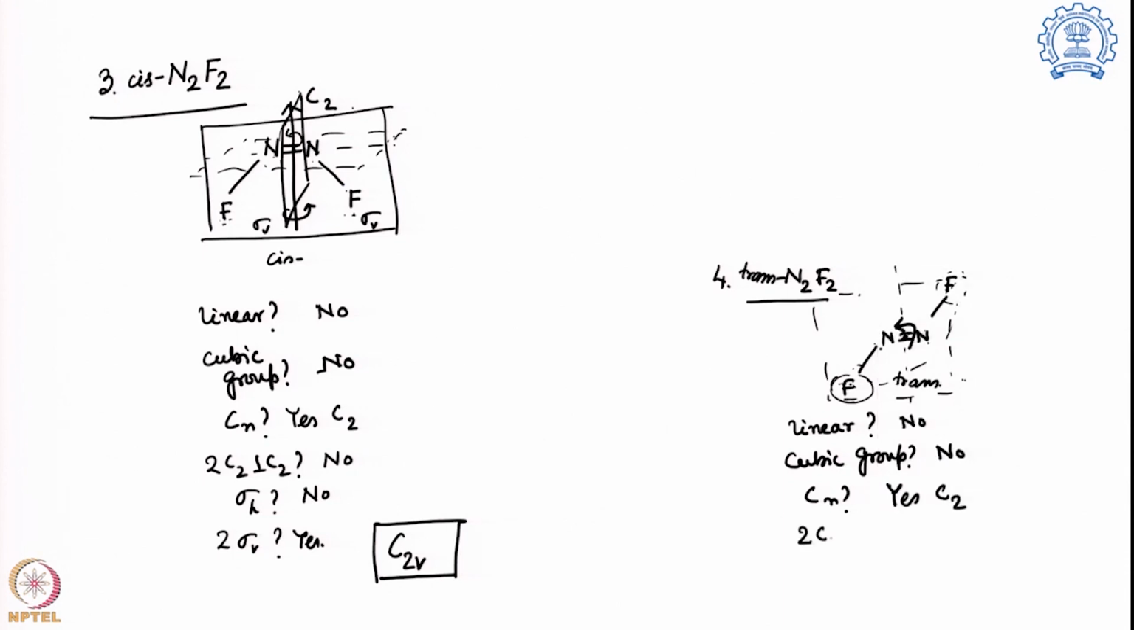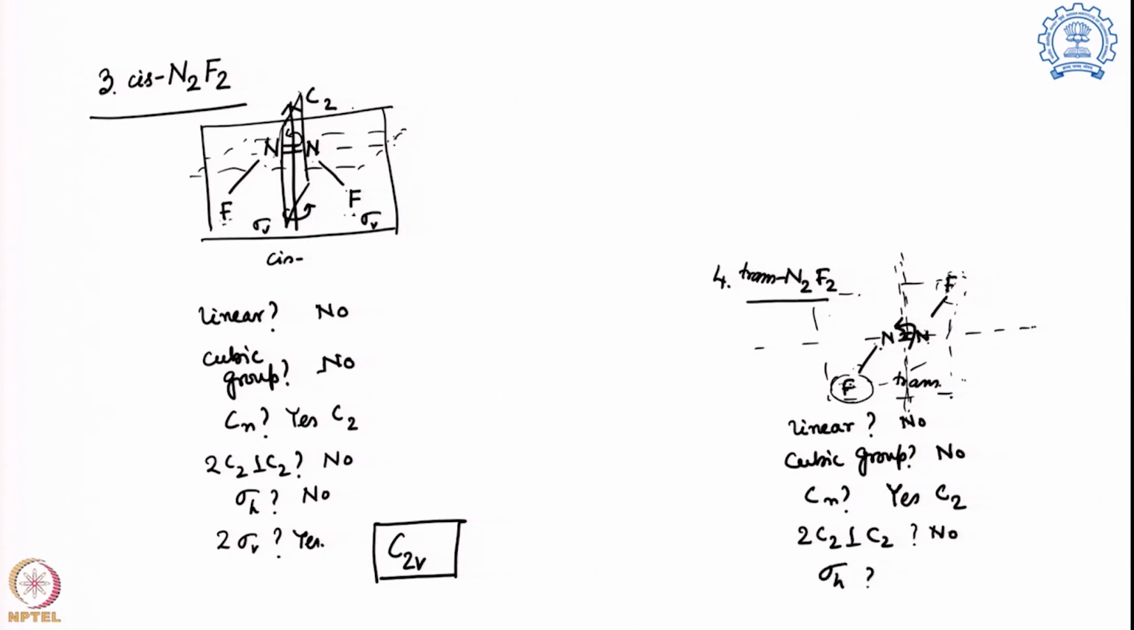Now, the next question, do you have two C2 perpendicular to that C2? That means somewhere around here or somewhere around here. None of them rotate 180 degrees and give you the same structure. With this rotation over here, the fluorine will come from left to right, right to left, not on top of each other. Same thing over here, if you rotate from there, bottom to the top, top to the bottom, but not really on top of each other. So, the answer is no.